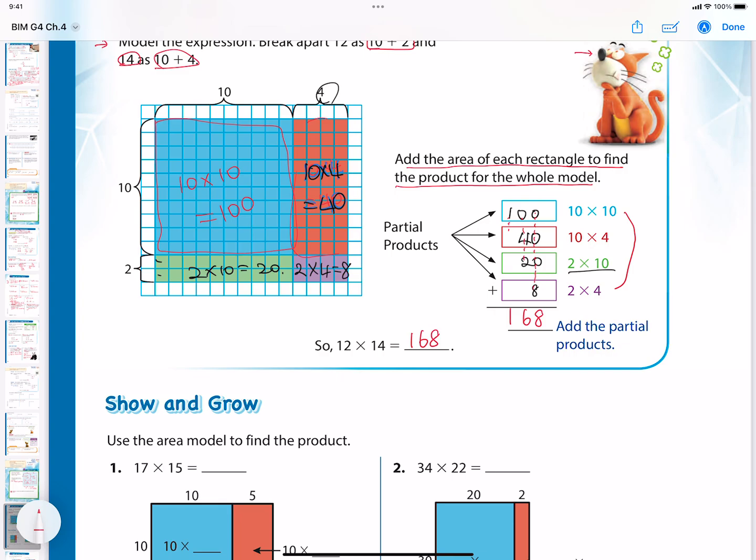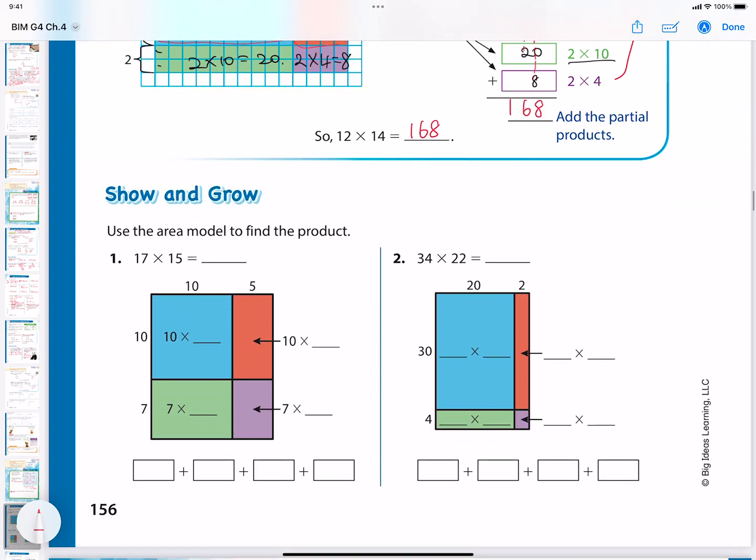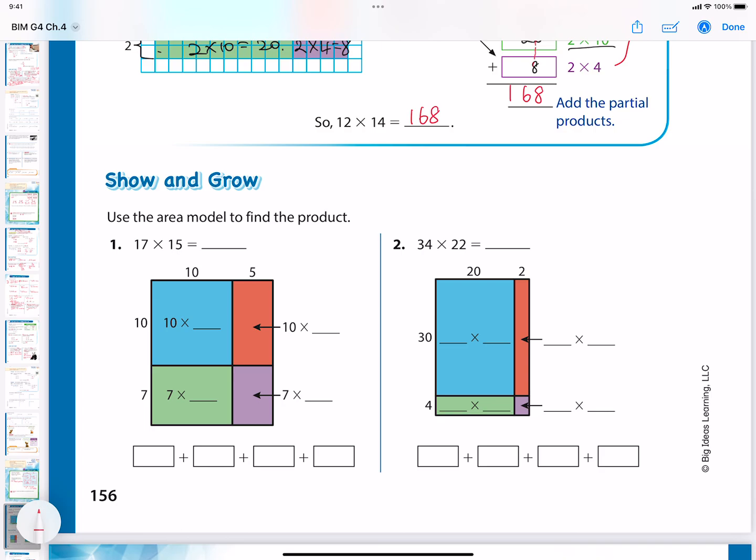Okay, Show and Grow. It says, "I can do it." That means you can do it. But I'm going to do it with you for number 1 and 2. And on the next page, you need to do it yourself, okay?